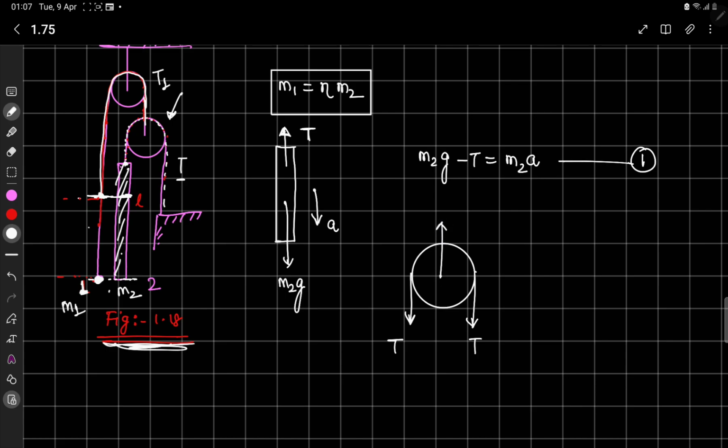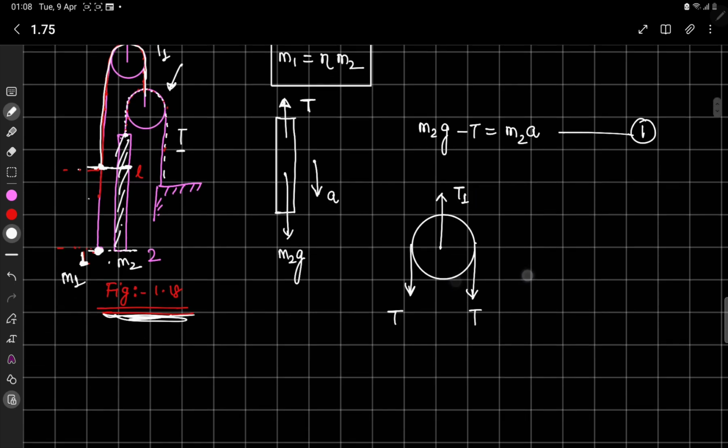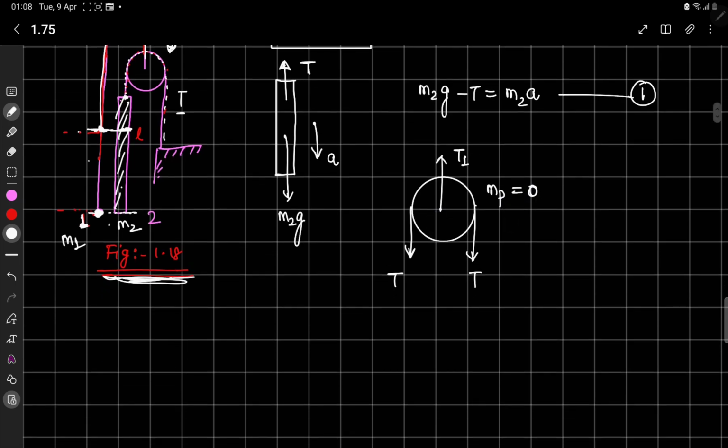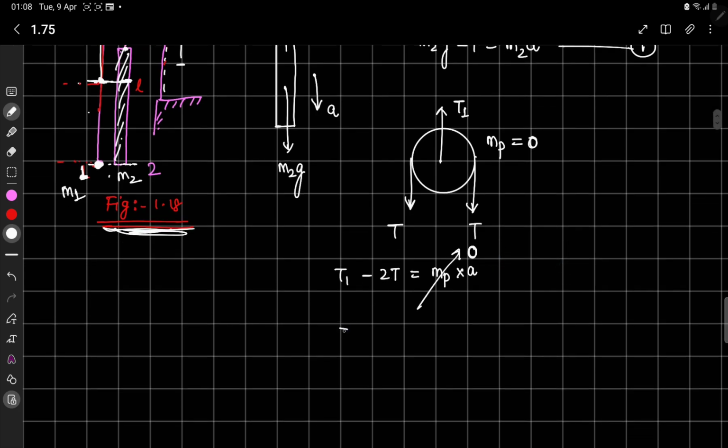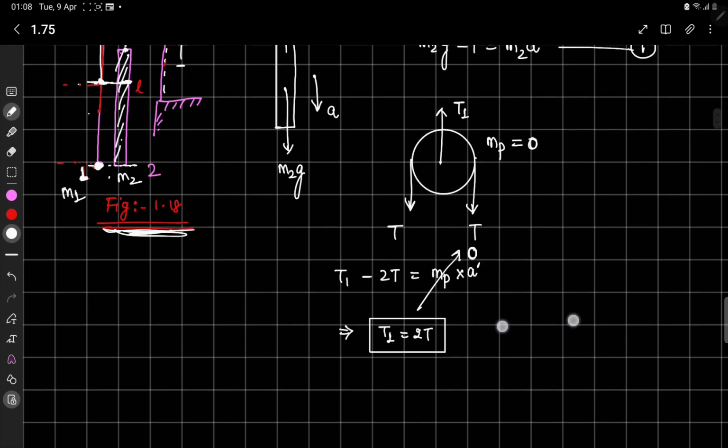In the upward direction we will have the tension force T1, and it is given that the mass of these pulleys is negligible. So let us assume that the mass of the pulley is equal to 0. If we write the force equation for this pulley, then we can write T1 minus 2T is equal to mass of pulley into acceleration, and this term is 0. So from here we can write that T1 is equal to 2T, and this particular acceleration may not be A, it may be, let us say, A dash.